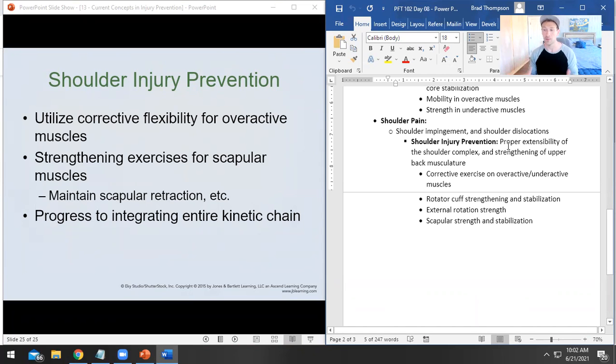And we also need proper strengthening of the upper back. What do you need to strengthen? Well, you need to strengthen those external rotators and your upper back muscles that will pull you this way, right? We need those rhomboids. We need those middle trapezius muscles. We need those lower trapezius muscles, right? So scapular strength and stabilization, external rotation.